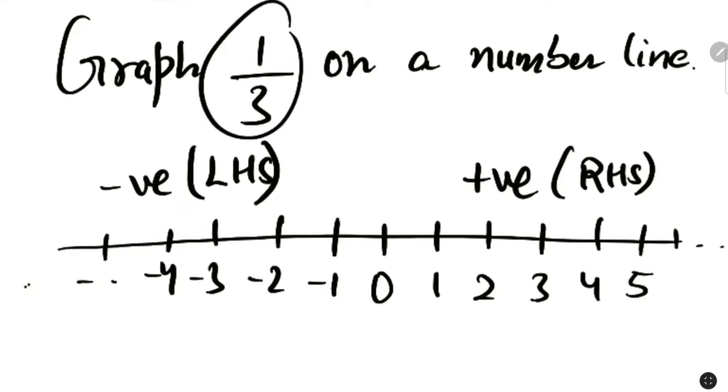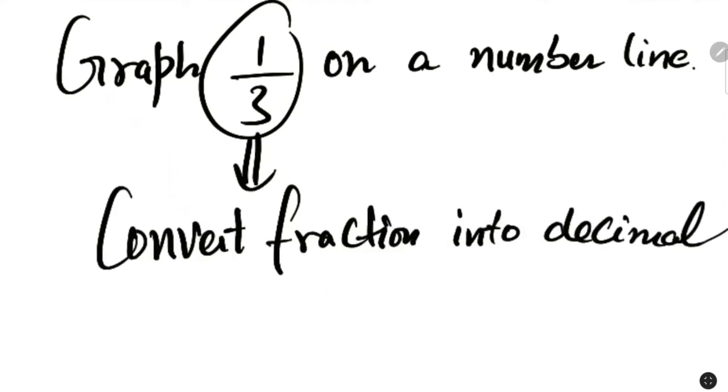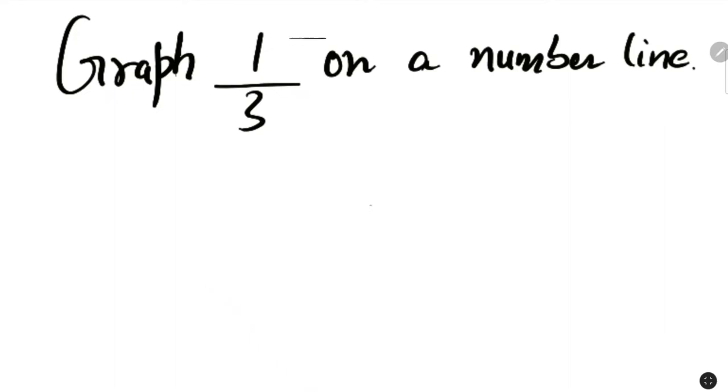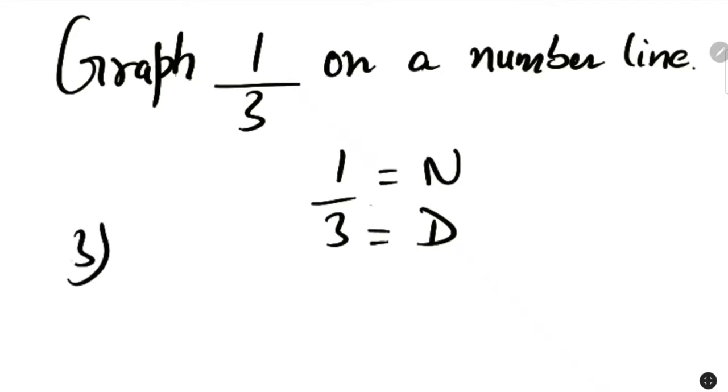Now this is in the form of a fraction. How could we plot it? For that, convert the fraction into a decimal. And how do we convert a fraction into a decimal? Just by division. We know that our numerator is 1 and the denominator is 3. During division, 3 will be outside at the place of the divisor and 1 would be inside at the place of the dividend. This is how we divide.